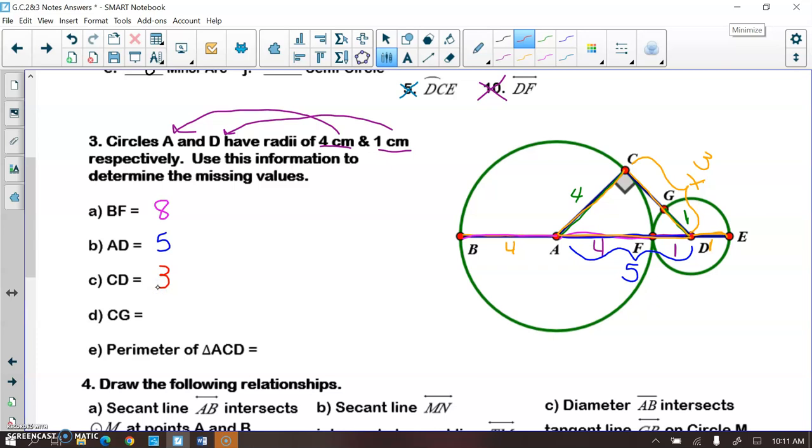CD is 3. CG, we would just take CD, which is 3, and subtract GD from it, which is 1. So we get CG to be 2. And then it says the perimeter of triangle ACD. Well, that would be 4 plus 5 plus 3, which gives you 12.